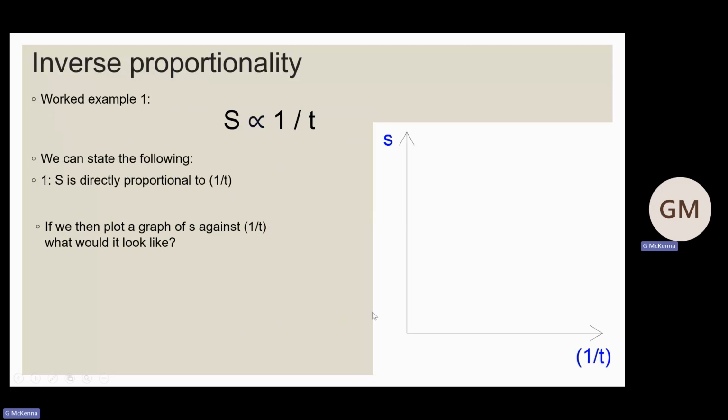Now, we've just seen in the previous slide that the speed is proportional to 1 over t. We can therefore state the following in relation to this situation. We can say that the speed s is directly proportional to this quantity 1 over t. And therefore, if we were to plot a graph of speed on the y-axis against 1 over t on the x-axis, have a little think what that particular graph would look like. So pause the screen, copy down the notes, copy down the graph, and then with a pencil, sketch down what graph you think you would get in this particular situation.